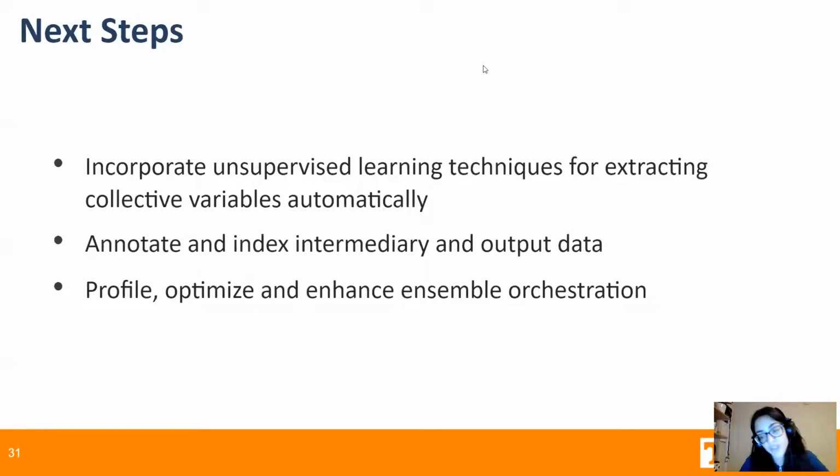We have a lot of work to do, including incorporating new relevant detection methods, also based on machine learning techniques, in terms of annotating, indexing, and supporting search of the intermediate and output annotation data, and also in terms of profiling, optimization, and enhancement of the orchestration of the different components of the workflow.